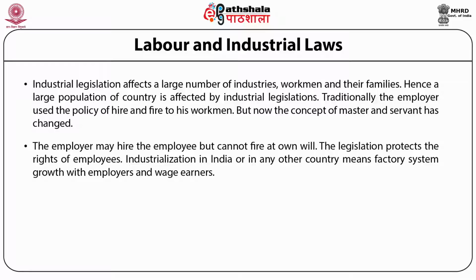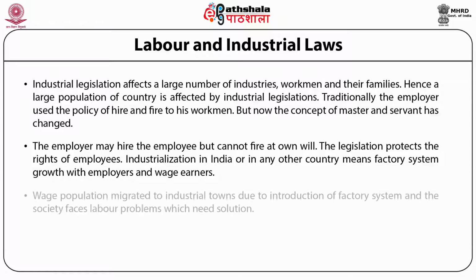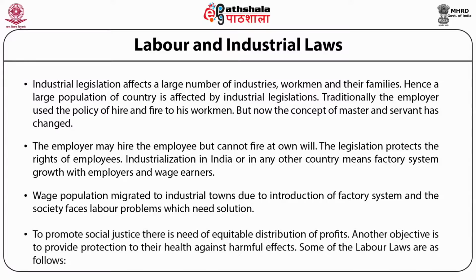Industrialization in India or in any other country means factory system growth with employers and wage earners. Wage population migrated to industrial towns due to the introduction of the factory system, and the society faced labor problems which needed solution. Earlier, the workers were illiterate and unaware of their rights, and the employer's socio-economic status was above the employees. Hence, the workers could not dictate their terms and conditions relating to working hours, wages, leave, etc. To promote social justice, there was a need of equitable distribution of profit. Another objective was to provide protection to their health against harmful effects.